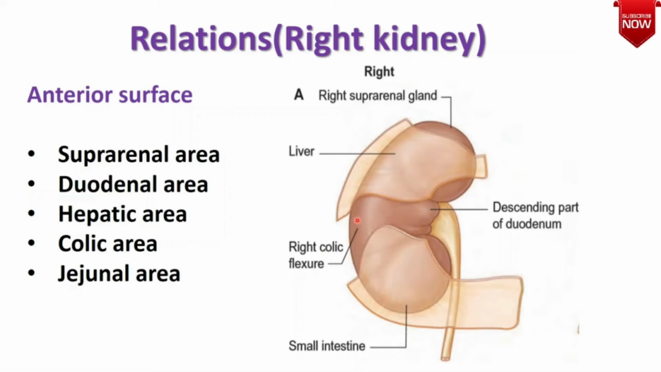Below this flexure, there is a relation of the coils of jejunum, and the most medial part, the medial border, is related to the second part of the duodenum or descending part of the duodenum, which is again a non-peritoneal relation.